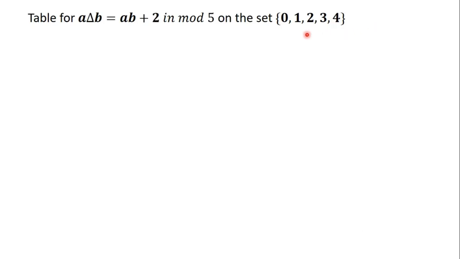The question said that we should draw a table for delta, which is defined as A delta B is equal to AB plus 2 mod 5 on the set 0, 1, 2, 3, 4. We are going to do that in the next video. So see you in the next video and let's continue with the solution.